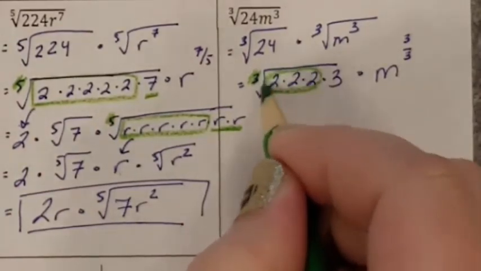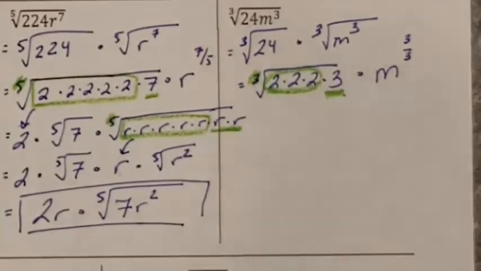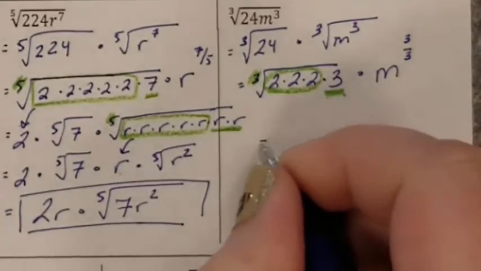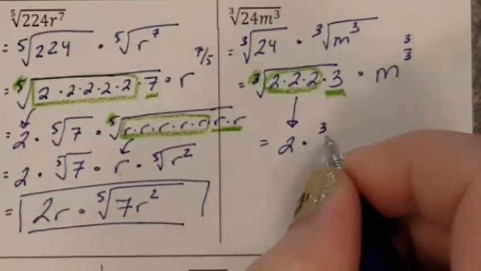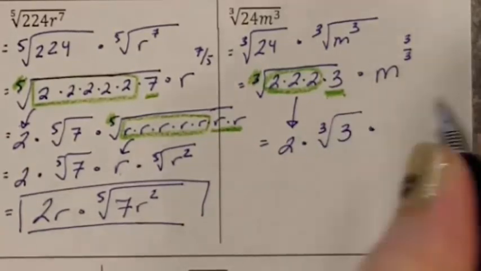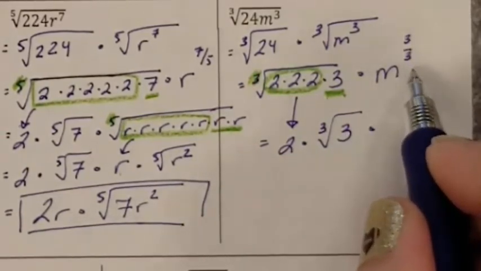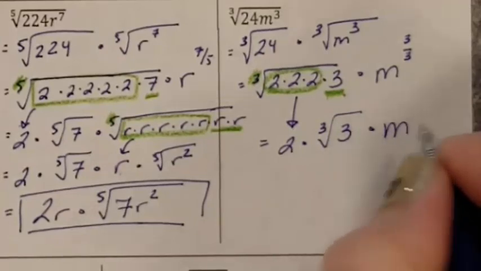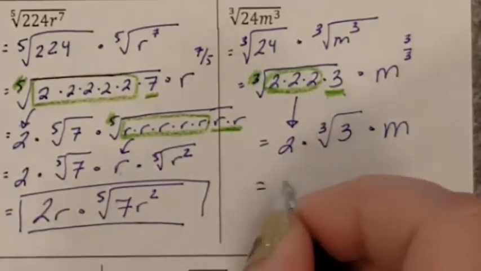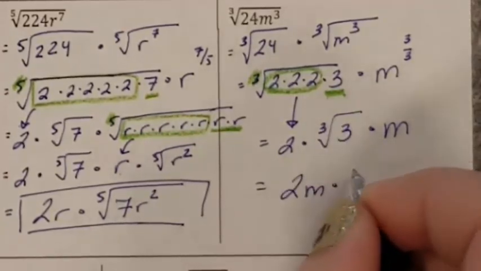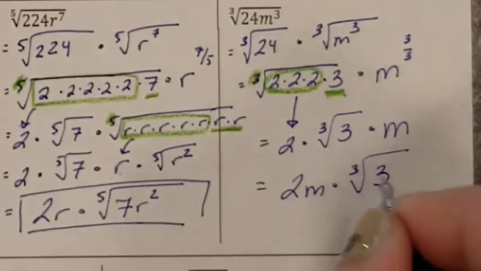These twos made a group of three, so they escape. This poor three cannot escape. So the twos escaped. You said the poor three could not. Can I simplify this exponent? I can. It's 1. So this is m to the first power. So 2 escaped. M also escaped. So 2 times m is a 2m. And you still have the third root of 3.